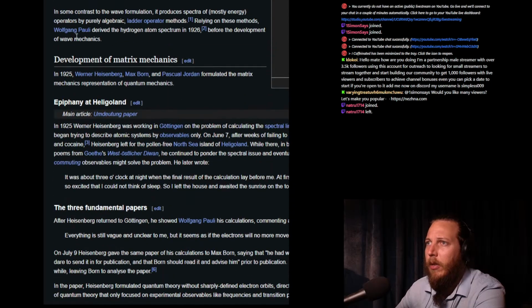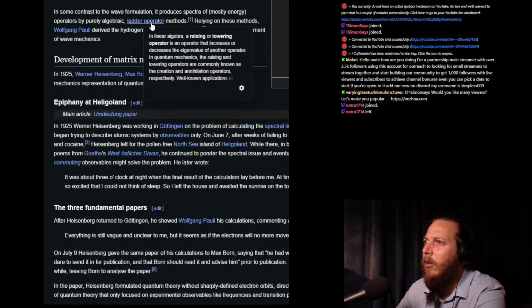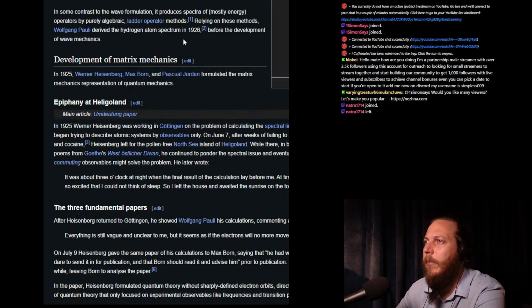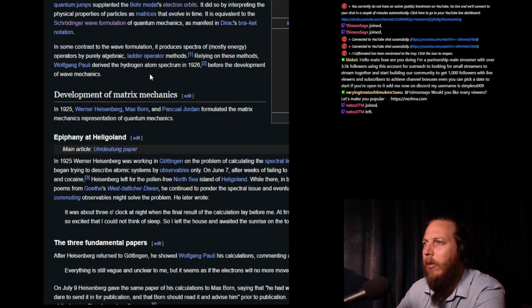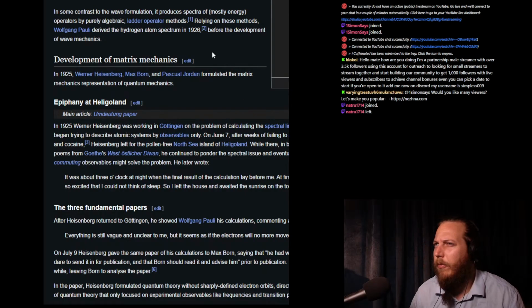Matrix mechanics, in some contrast to the wave formulation, produces spectra of mostly energy operators by purely algebraic or ladder operator methods. Relying on these methods, Wolfgang Pauli derived the hydrogen atom spectrum in 1926 before the development of wave mechanics.